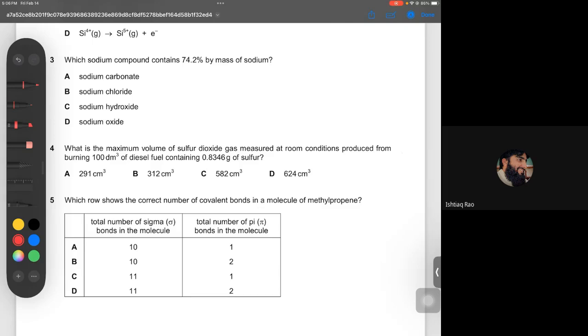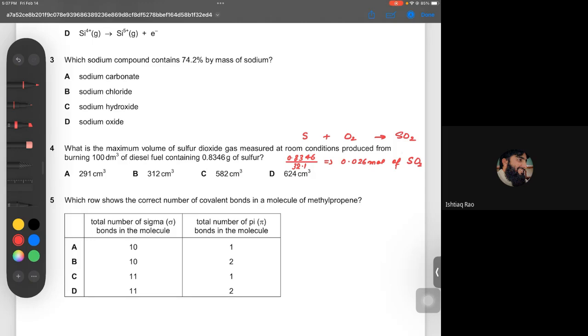So the mass of sulfur is given to you, that is 0.8346. I'm going to find out the moles first. The Mr or Ar of sulfur is 32.1. So when you are dividing 0.8346 divided by 32.1, that would be equal to 0.026 mole of sulfur. Since you know that the mole ratio between sulfur and sulfur dioxide is 1:1, it would be the mole of sulfur dioxide as well.